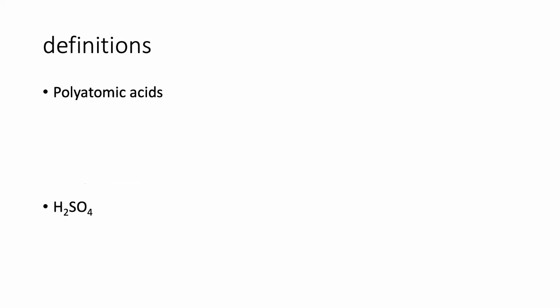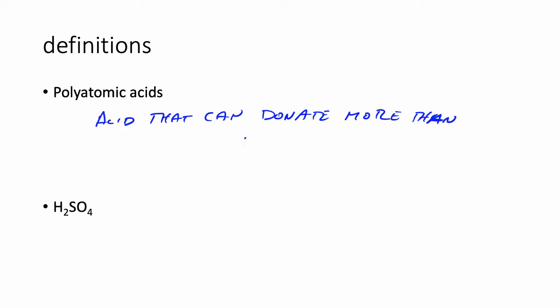Polyatomic acids. By definition, when we talk about a polyatomic acid, it is an acid that can donate more than one proton. And what do I mean by that? So let's take a look at this. This is a polyatomic acid, H2SO4, sulfuric acid.